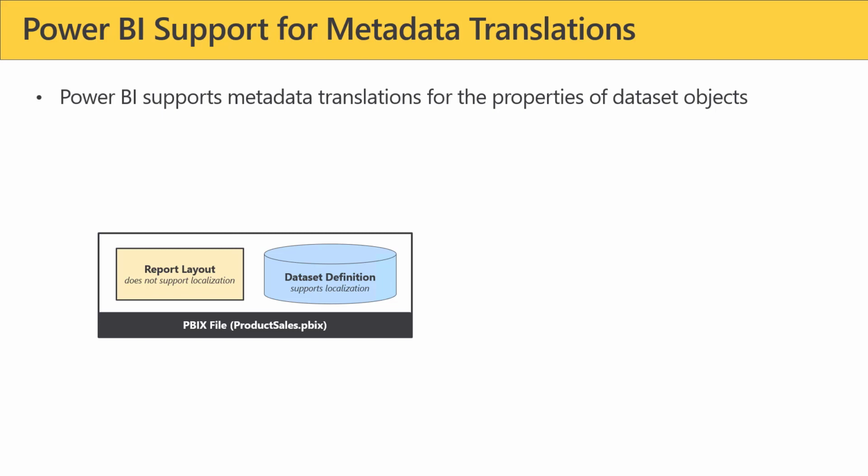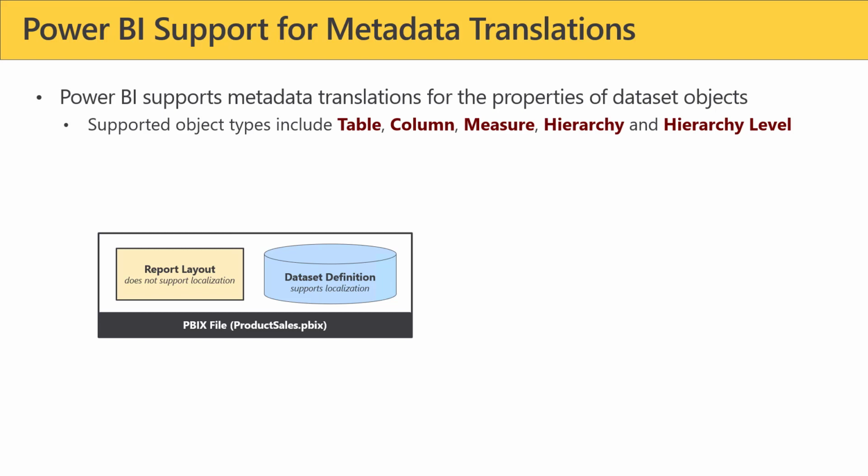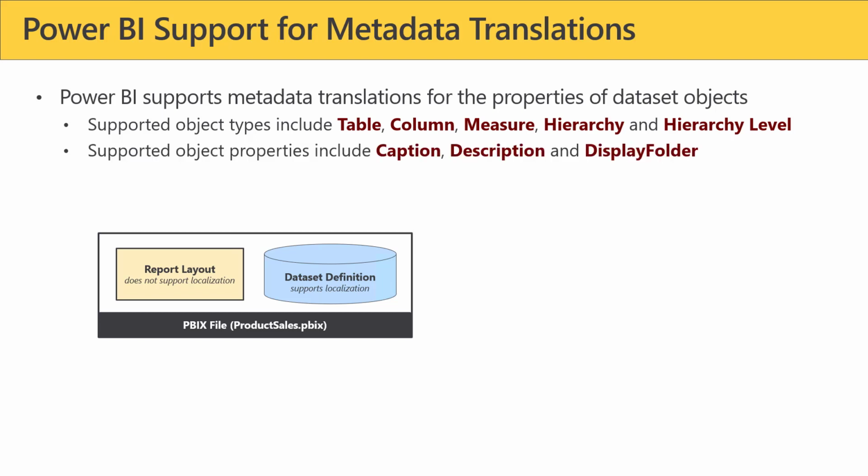Okay, let's start with the very fundamentals. How does Power BI support metadata translations? It supports metadata translations for dataset objects, and more specifically for properties of dataset objects. The supported types of objects that we can add translations to are tables, columns, measures, hierarchies, and levels within a hierarchy inside of a Power BI dataset, or what we think of as the data model.